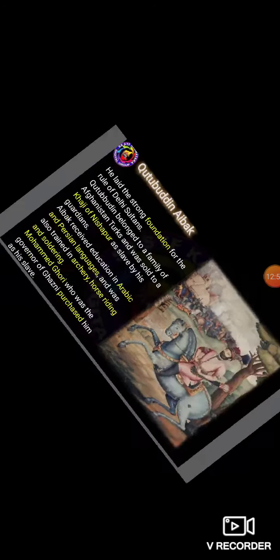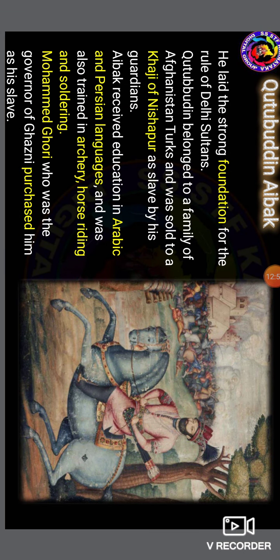First, Qutbuddin Aibak. He laid the strong foundation for the rule of the Delhi Sultanate. Qutbuddin belonged to a family of Afghan Turks and was sold as a slave to the Qazi of Nishapur. Aibak received an education in Arabic and Persian and was also trained in archery, horse riding, and soldiering.